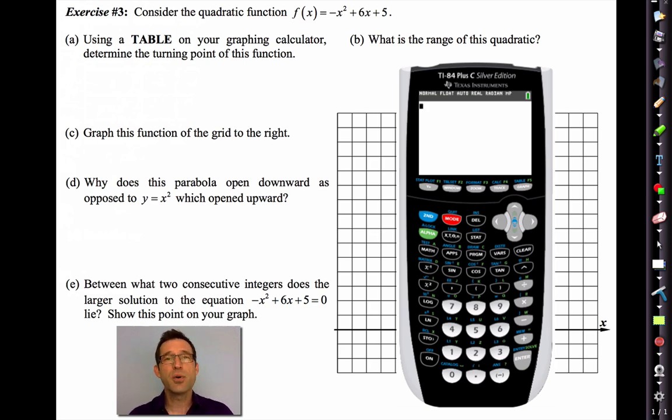Anyway, so let's put that formula into y equals. Let's hit the y equals button. Let's clear out any equations you might have in there.